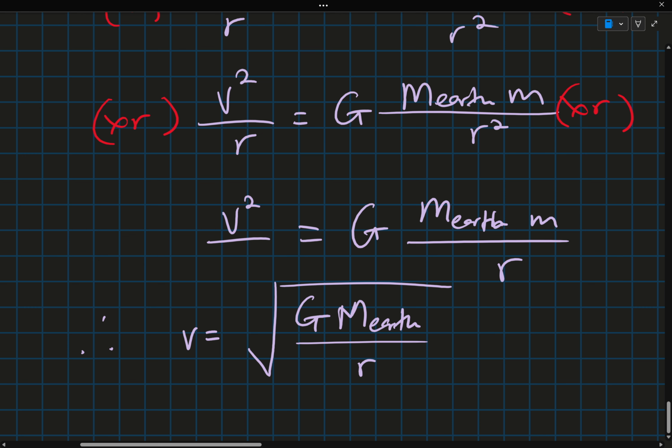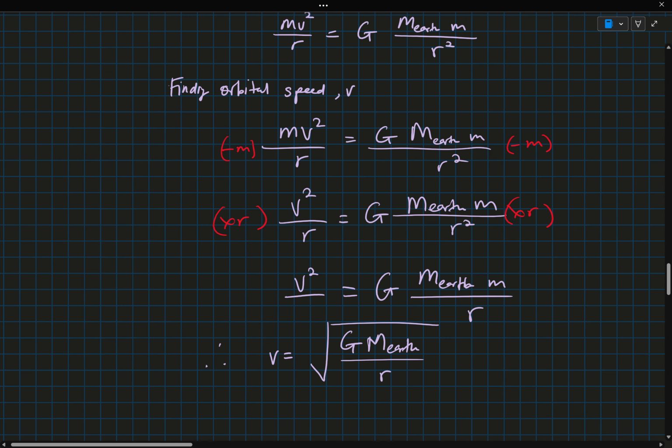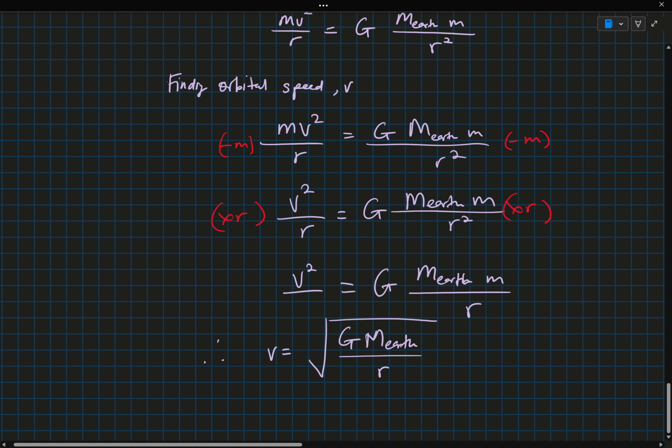Thus, we can state that the speed required for an object to maintain a circular orbit depends on the Earth, right, and the radius of the orbit, right? So we're just looking at that. So in order for something to stay in orbit, these are the equations that we use, all right? So that is what we have there.